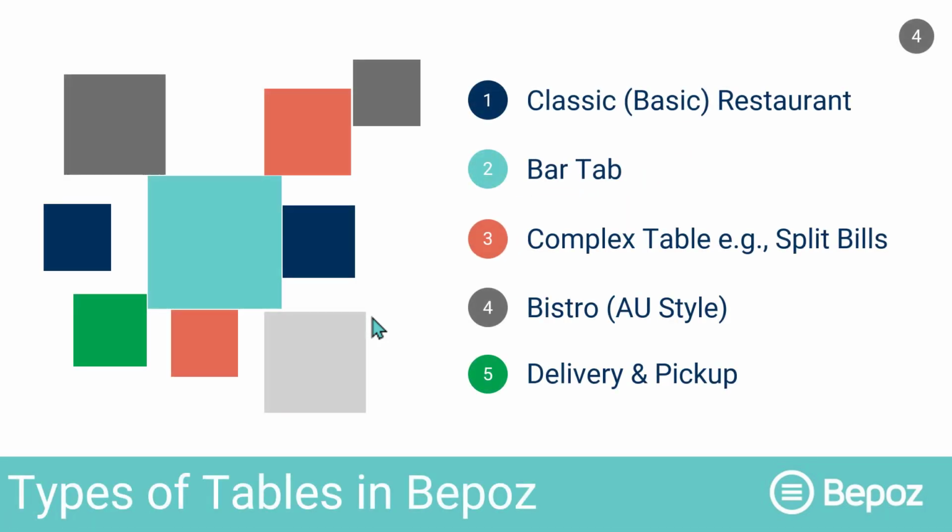Speaking of bistro and delivery, or you might say bistro, I say bistro, those are some different types of tables. So I mentioned table types a couple minutes ago. Let's chat about our different options for table types here.